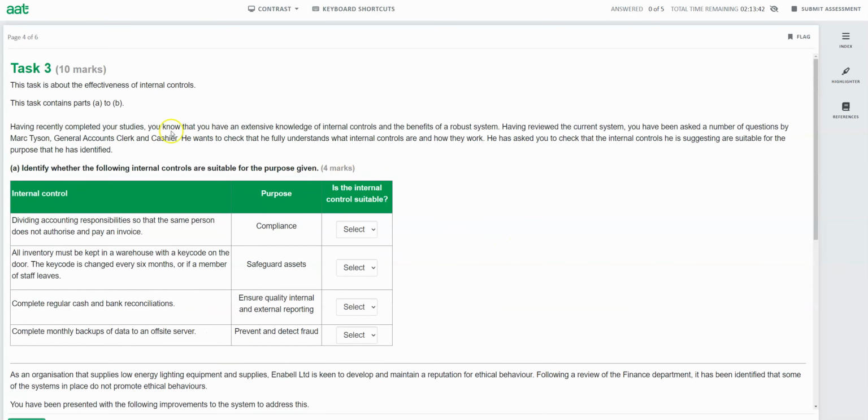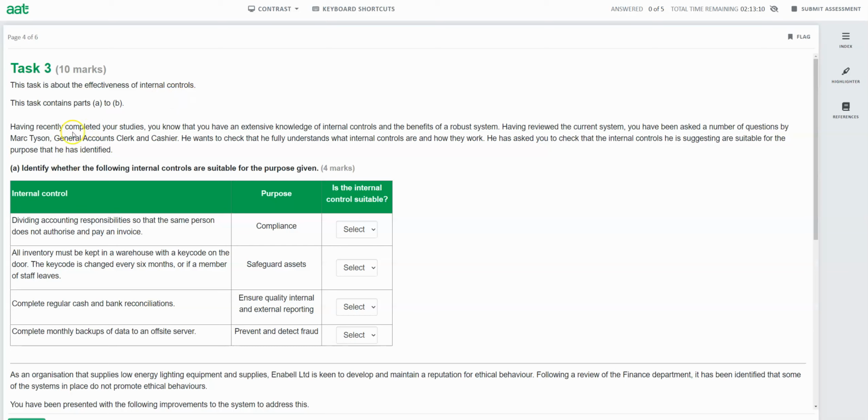You can see here, it says this task is about effectiveness of internal control. Now the word effectiveness is very important to understand. Effectiveness is after putting the internal control in place. In task 2 we have seen, we introduced the internal control and we have seen how the internal control helped to prevent the fraud. But in this question we're going to look at, after putting the internal control in place, what is the effectiveness of that?